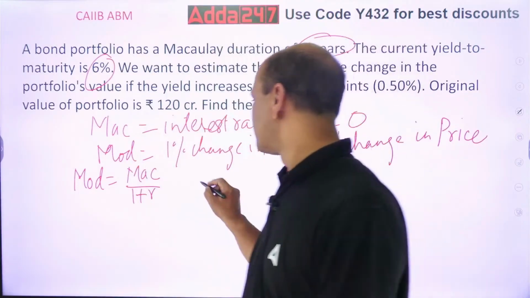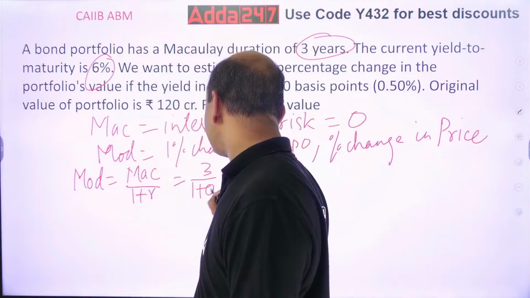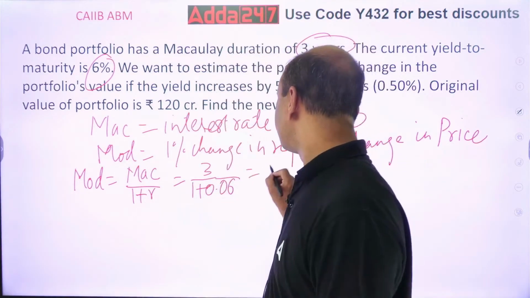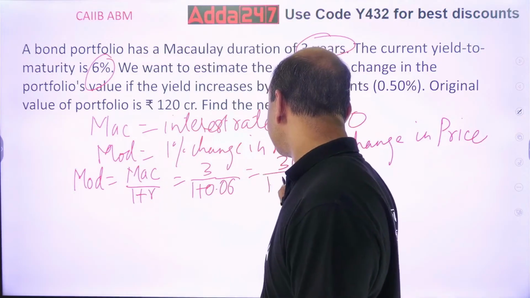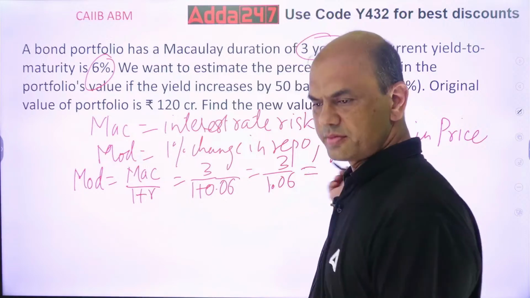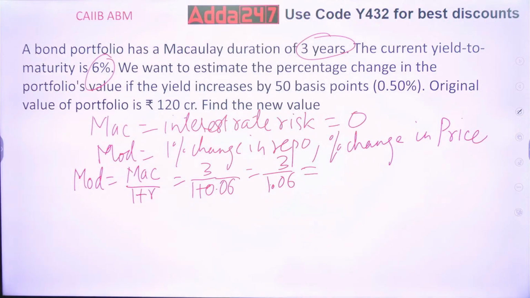So it's equal to 3 upon 1 plus 0.06, 6%. So it is 3 upon 1.06. Find this, everyone. Find the answer. 3 upon 1.06, and this will be in percentage. Everyone do it using the calculator. Yes, it is in percentage.